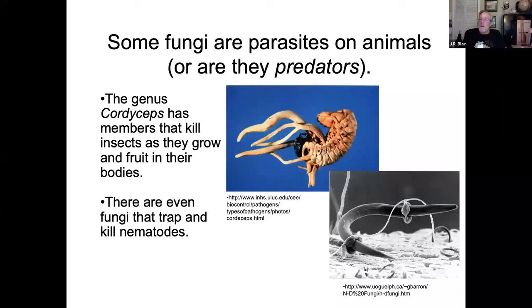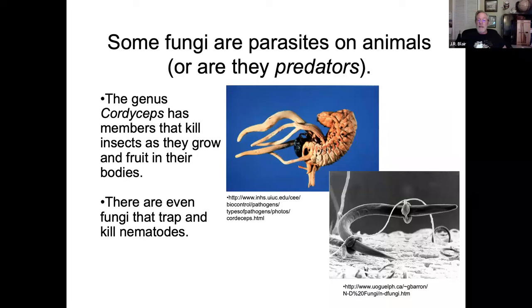There are some fungi that are parasites on animals, or maybe we should call them predators. A lot of you have heard of the genus Cordyceps. It's featured in, I think it's a Netflix, or maybe it's Hulu or something, streaming program called The Last of Us, I think it was called. I haven't seen it myself, so I can't speak to it personally, but most mycologists I've talked to think that it's very far-fetched. But nevertheless, Cordyceps is a type of fungus that attacks animals.